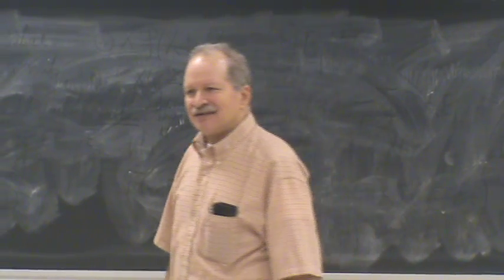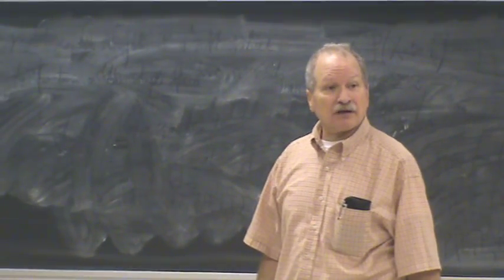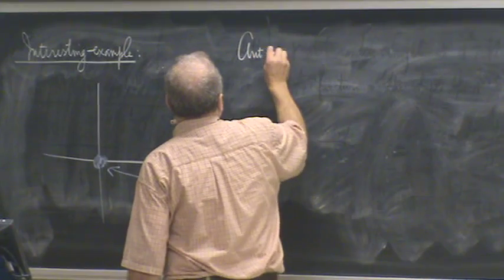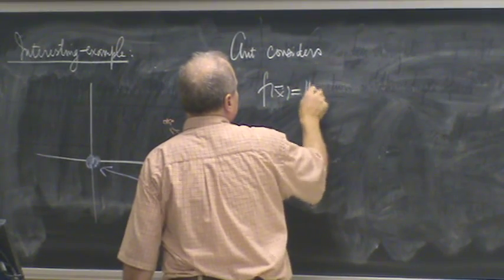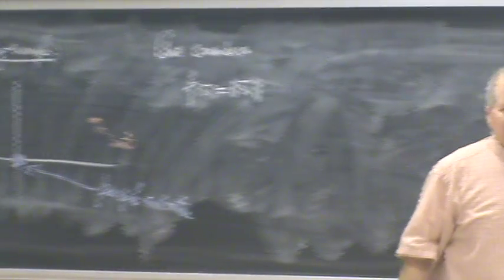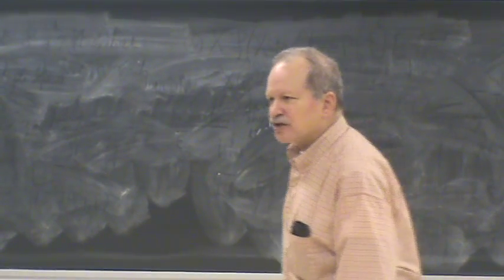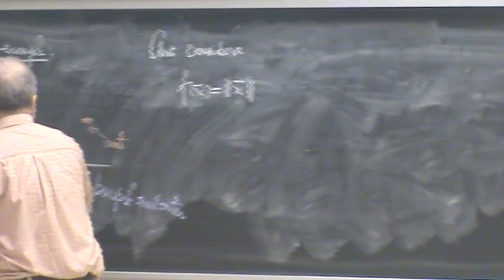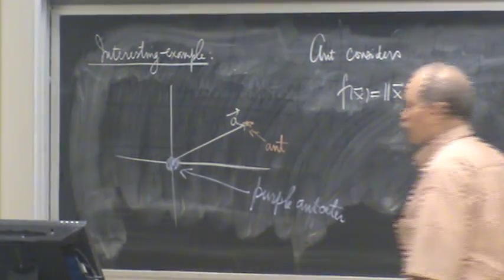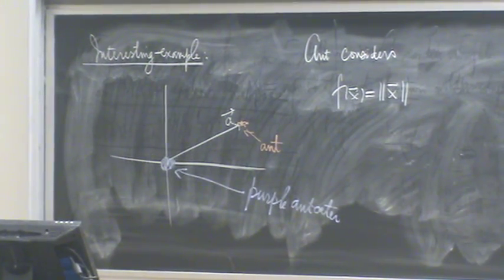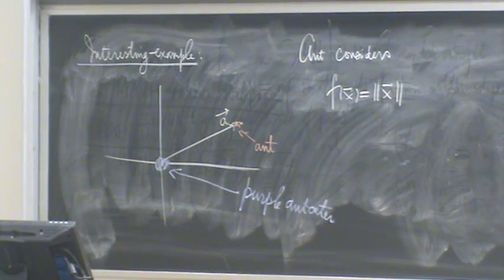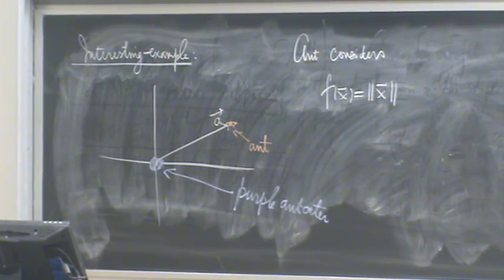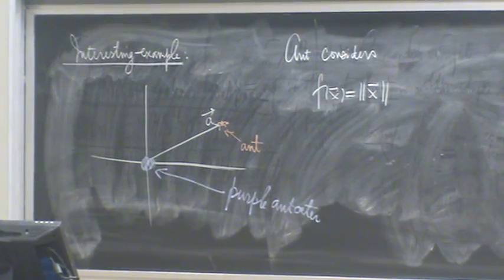What function is the ant concerned about? Distance from the origin, which is where the purple anteater is. So the ant considers thoughtfully the function distance from the origin. And the ant wants to know, if he's at a position A, for ant, of course, what direction should he move to get away from the anteater as fast as possible?